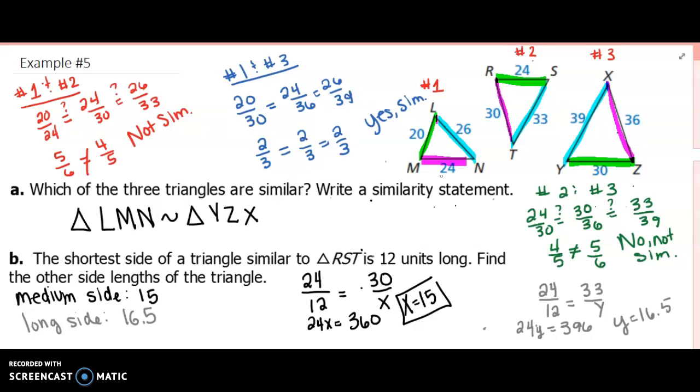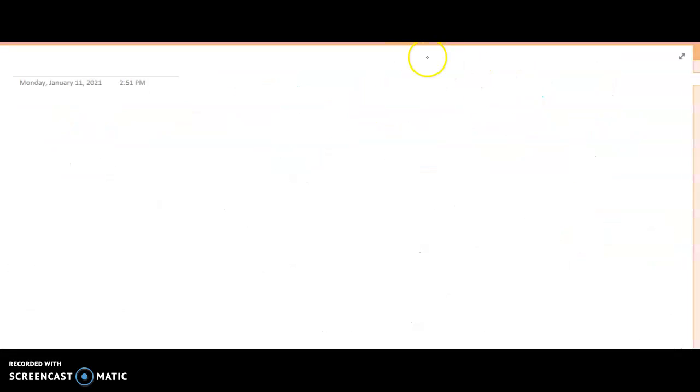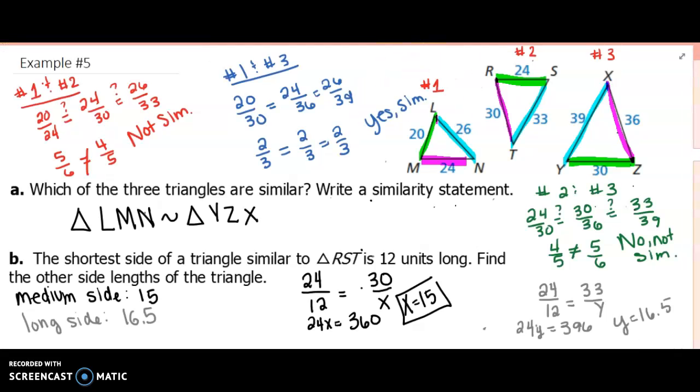So I set up proportions. So I did the small side first, medium side next, and then the large side. And after I simplified the short side and the medium side, I didn't even have to simplify the long side because I could already tell these aren't all going to have the same ratio. Okay, so 1 and 2 is out there, not similar.